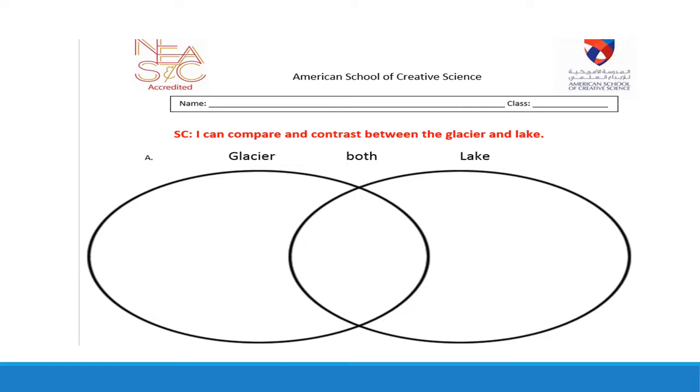Let's say 30 seconds. In both, as a reminder, you have to write the similarities. Here you have to write the characteristics for glacier, and here you have to write the characteristics of lake. Yes, let's move now.